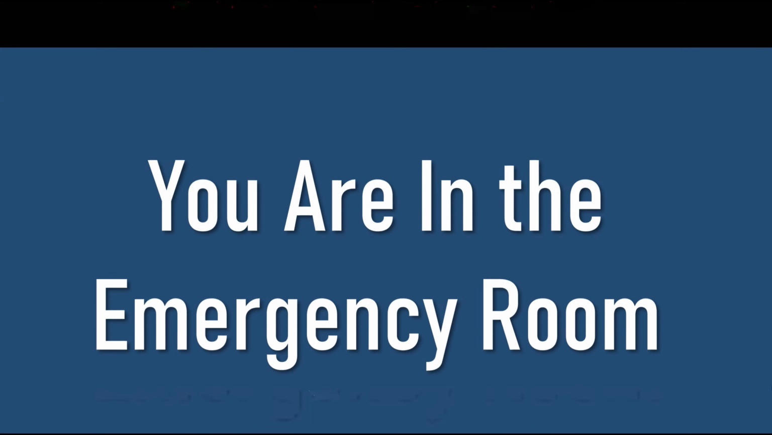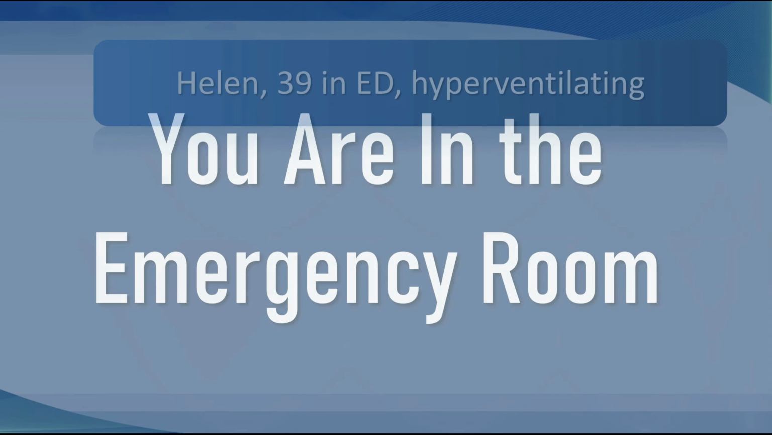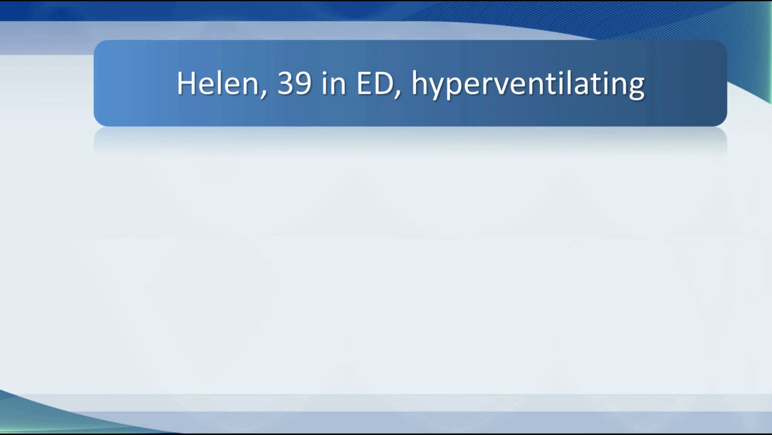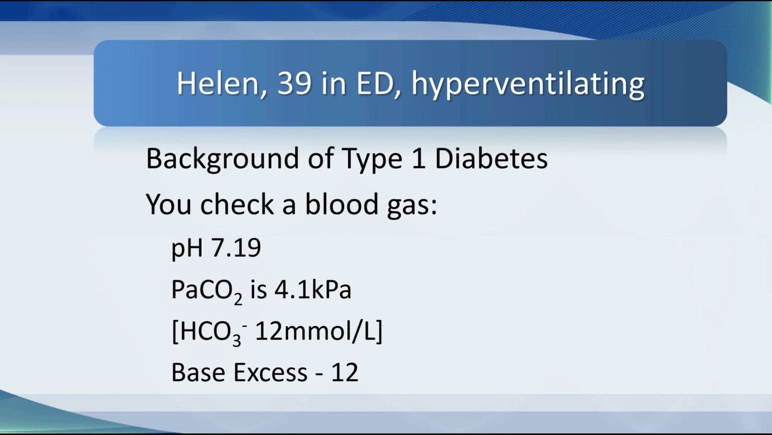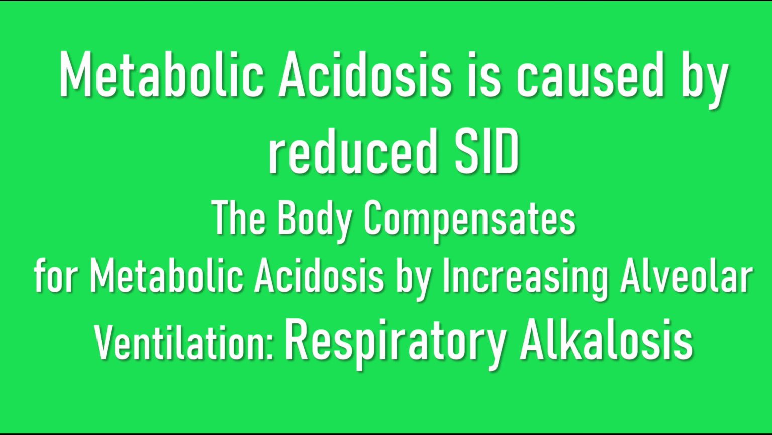You're in the emergency room and you're called to see Helen, who's 39, and she's also hyperventilating. Helen has a background of type 1 diabetes, and you check a blood gas: her pH is 7.19, PaCO2 is 4.1, the bicarbonate is 12 millimoles per litre, and the base excess is a base deficit of -12. Metabolic acidosis is caused by a reduction in the strong ion difference.